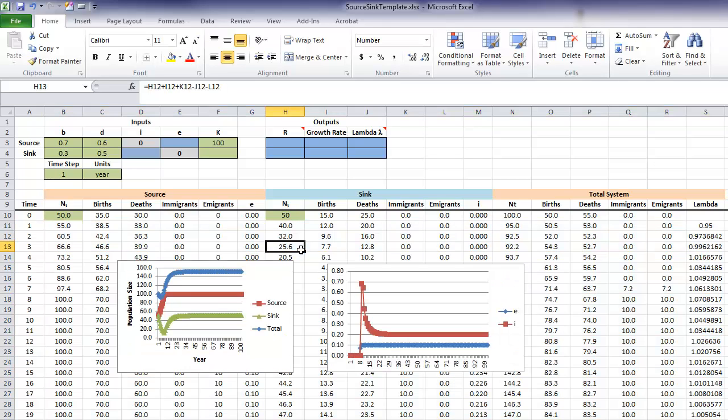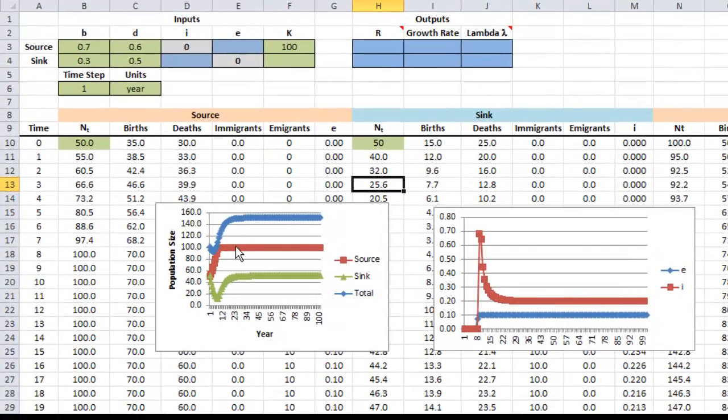So what happened here? Well, let's focus on the source. Here the red line represents the source. The source has a birth rate that exceeds the death rate. It starts off well below the carrying capacity. As time goes on through years, the population increases as we expect it to, but once it hits 100 individuals, it levels off because we've forced those individuals that are beyond 100 to move into the sink.